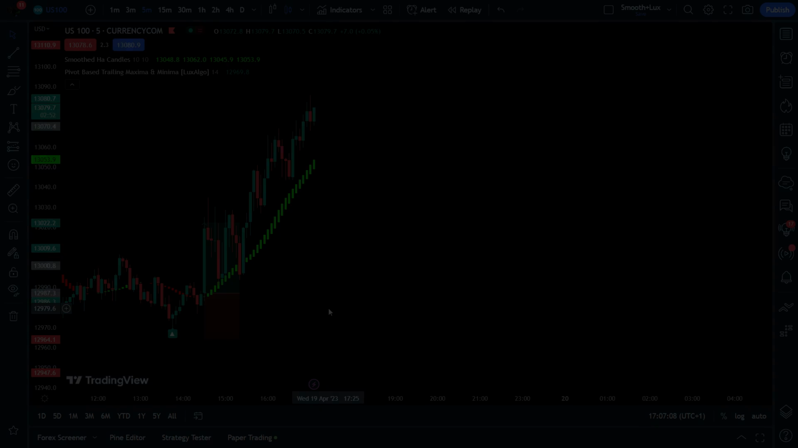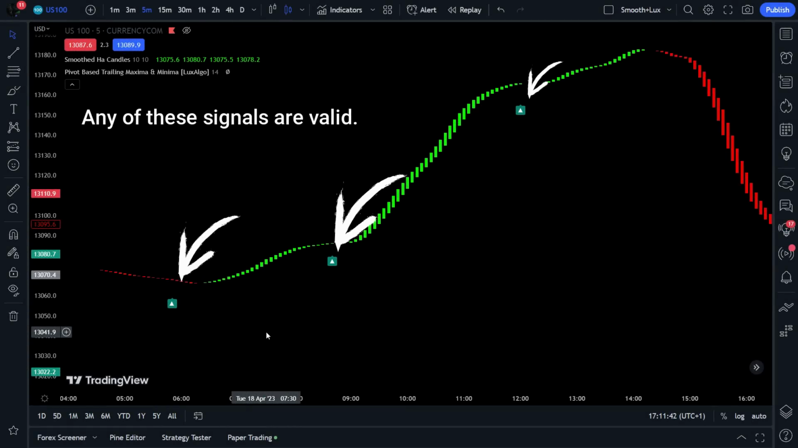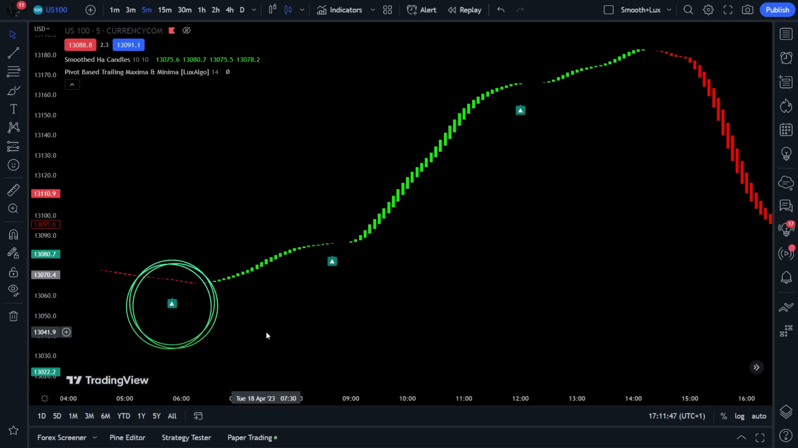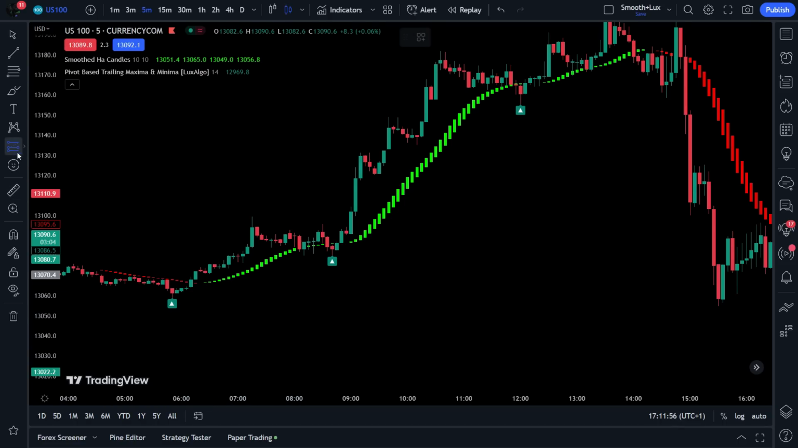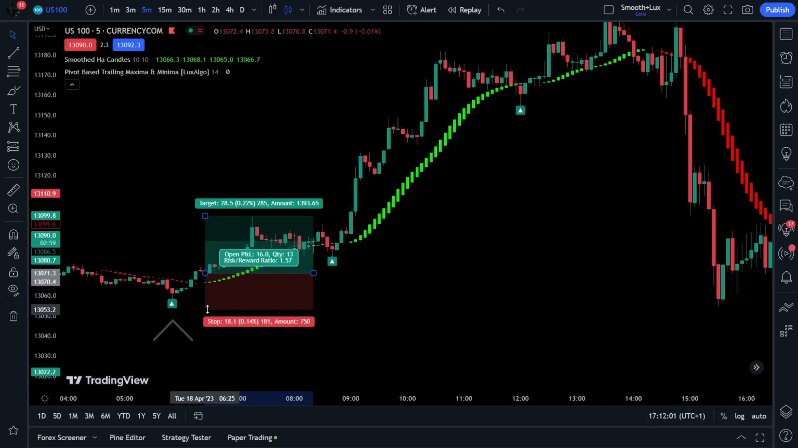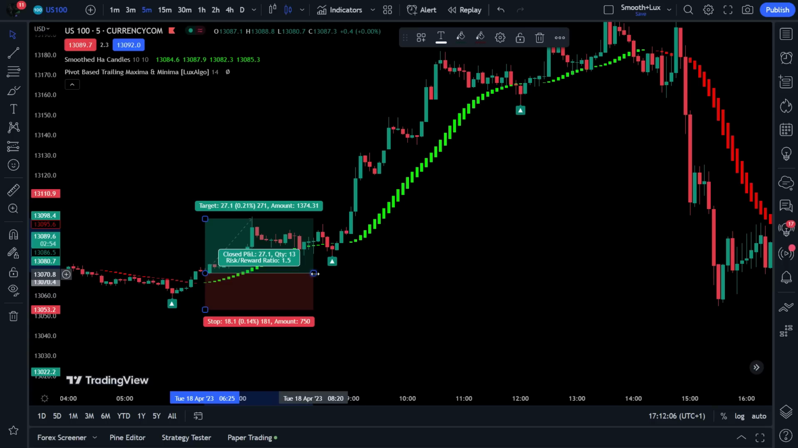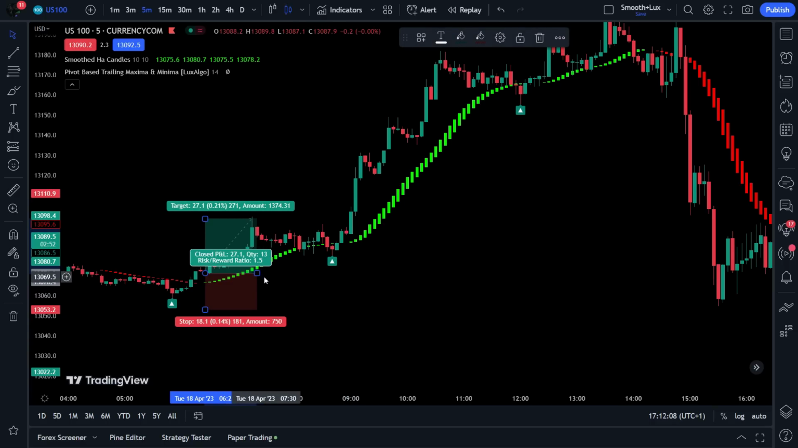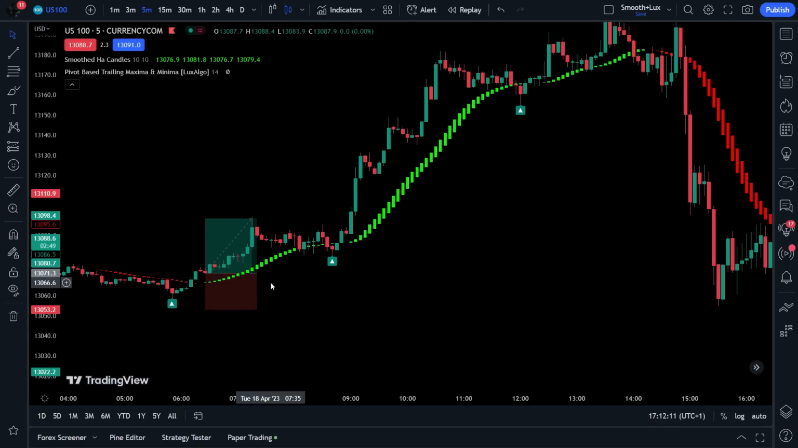Let's do one more long example. Here we can see that our requirements have been met. The pivot-based trailing indicator has printed a blue signal, and shortly after this, the Smoothed Heikin Ashi candles have turned green, and they are uptrending. If no red pivot signals have been printed after our blue signal, then we can buy. We enter as soon as the Smoothed Heikin Ashi candles have turned green, and we are setting our stop loss at the recent pivot, which is here. We target a risk-to-reward of 1 to 1.5, and as you can see here, we would have caught a nice trade. Let's move over onto short examples.